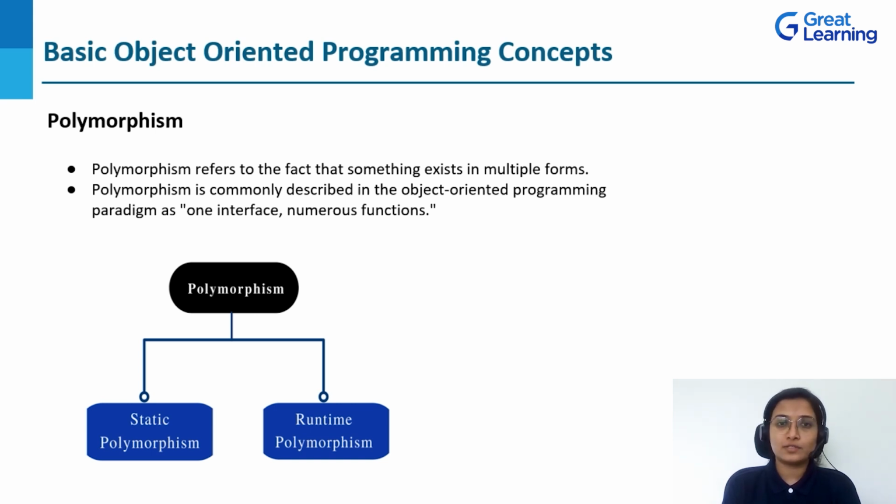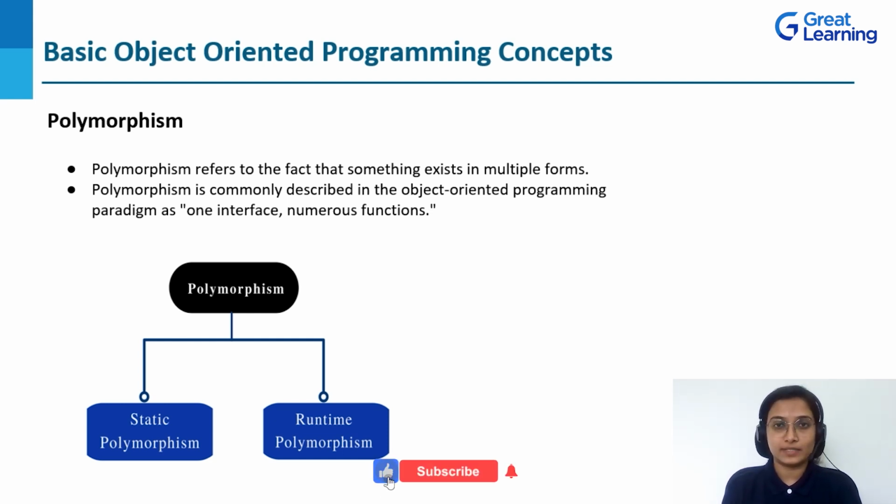Polymorphism is commonly described in the OOPS concept, just like I mentioned, as one interface with numerous functions. The same name will be given, but you are performing different functions with the same name.